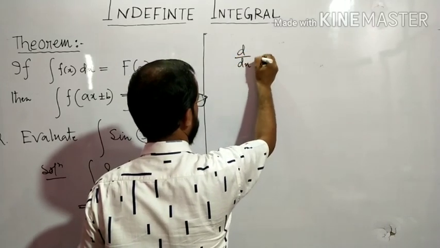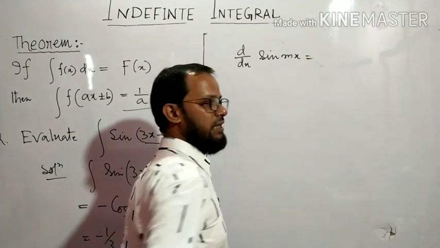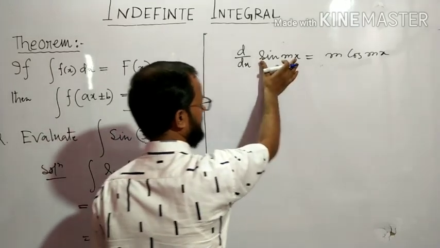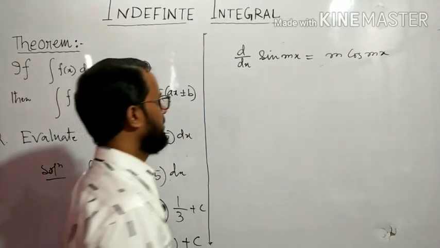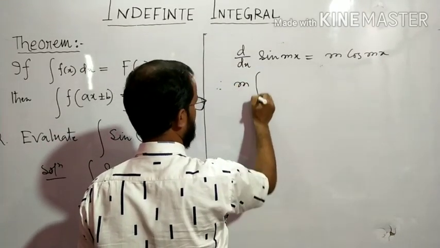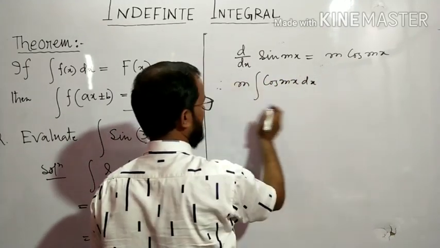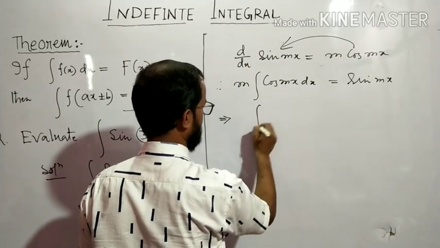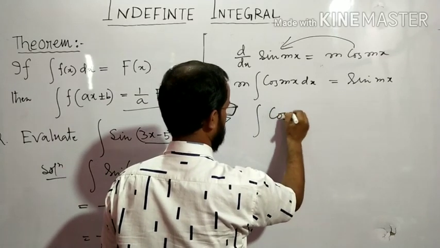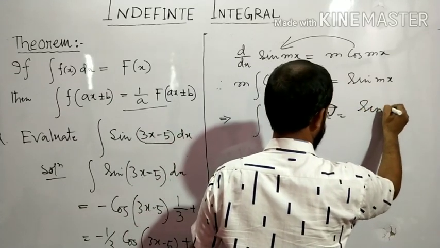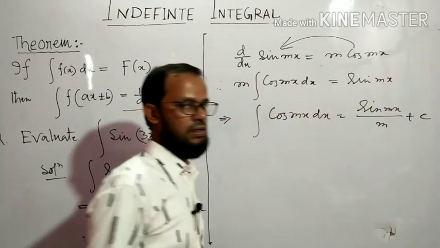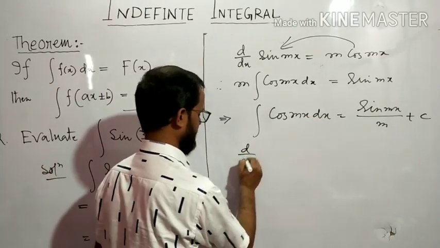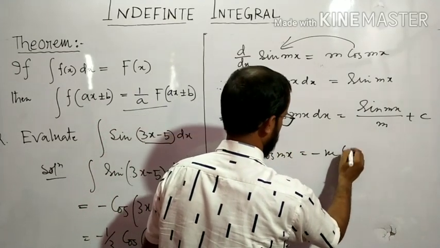Suppose you know that d/dx of sin mx, by chain rule, the result is m into cos mx. First the derivative of sin mx is cos mx, and again the derivative of mx is m. So what is the integral of this? Therefore the integral of m into cos mx, taking m outside, equals sin mx. And if m goes to the right hand side, then the integral of cos mx dx is equal to sin mx by m plus c. Here it is very interesting that d/dx of cos mx is equal to minus m into sin mx.